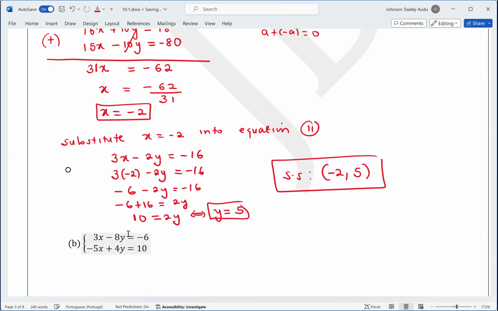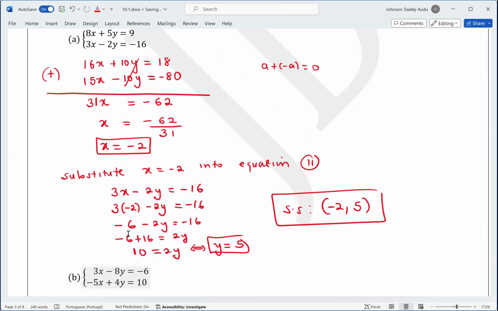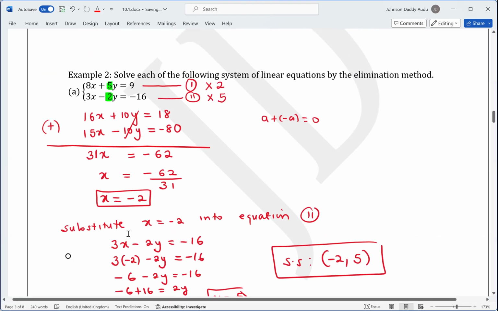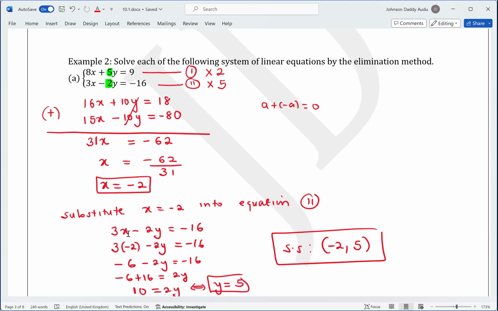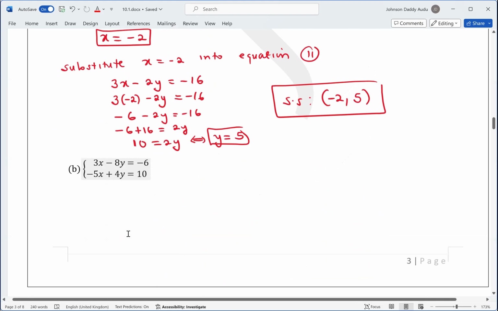And also, just like we did before, we can always check with this solution. If x is minus 2 and y is 5, checking in equation 1, you will have 8 times minus 2, which is minus 16. So minus 16 plus 25 is going to be 9. If you check it here, this is going to be minus 6. So minus 6 minus 10 is minus 16. So this is our solution.